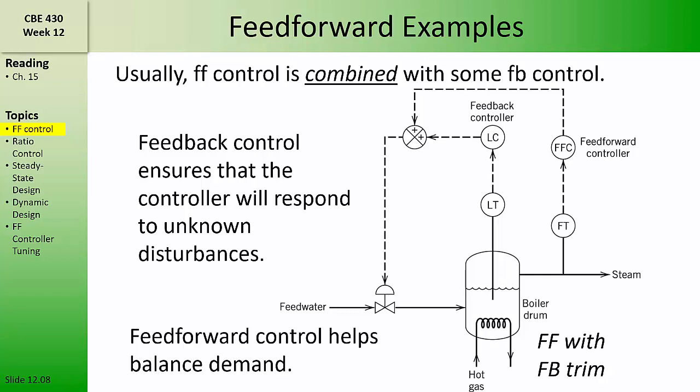The feedback controller can therefore still respond if there is an unmeasured disturbance to the level in the boiler drum, and the feed-forward control will help to balance the steam demand. In the next video, we'll look at another example, and we'll design a feed-forward controller for a blending tank.